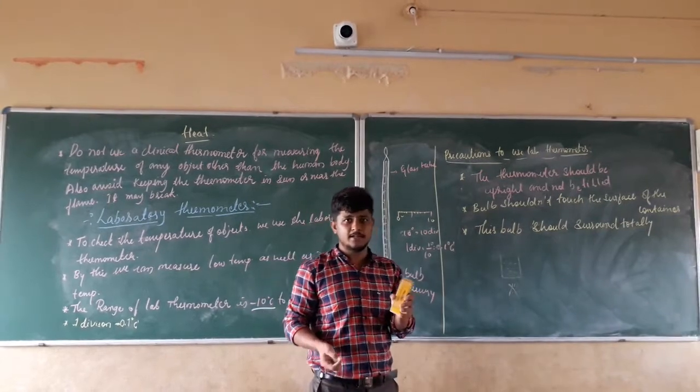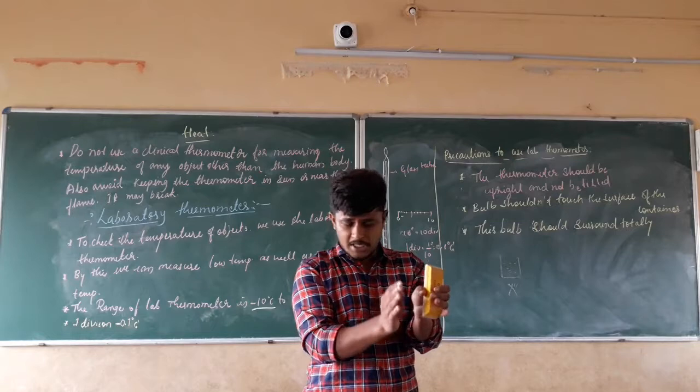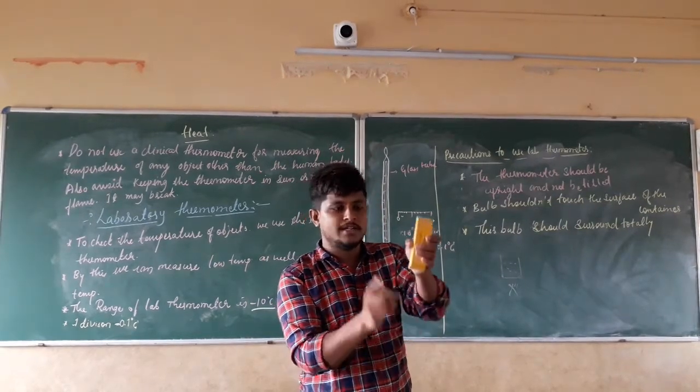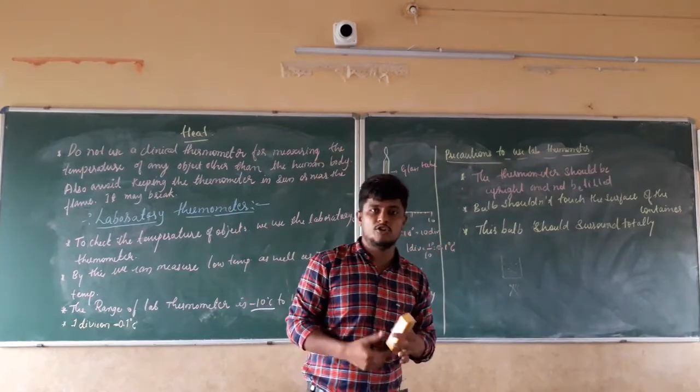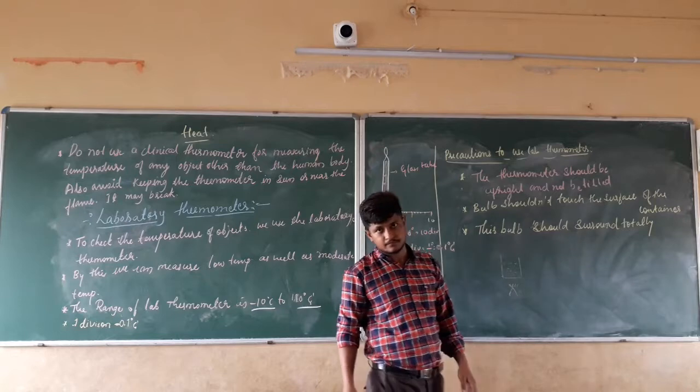If we take an object, we have to put the object in all the four sides. It shouldn't touch, but it should be there on all the four sides of the bulb of the laboratory thermometer. These are the precautions we should take.